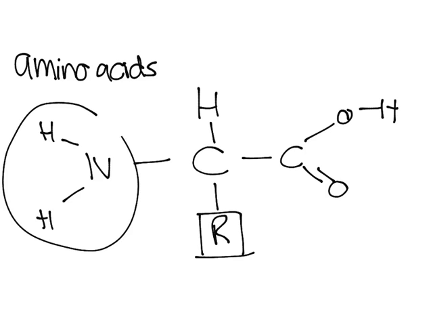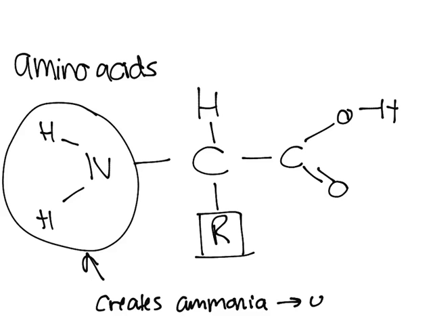And so this group can be removed, and then when this group is removed, it creates ammonia, which is toxic to the body, and then it rapidly is converted into urea. And then, so excess amino acids can have this group removed and then be turned into glucose and sugars.